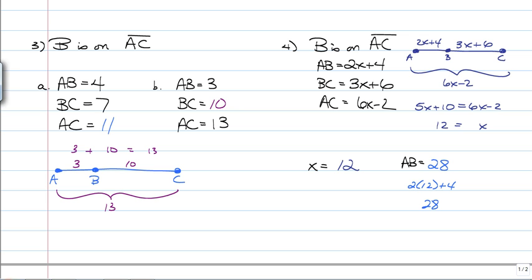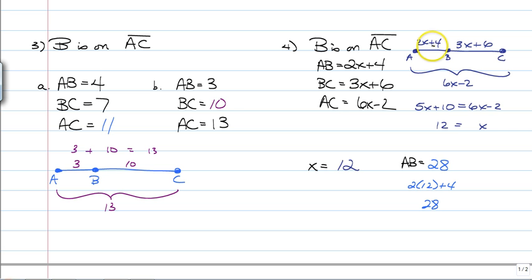So, did you get it correct? If you got AB is equal to 28, you are good to go. That means you did this entire problem correct. If you did not get AB equals 28, let's see if we can find where you went wrong. First of all, check your picture. It says B is on AC, so you should have a segment with AB and BC, which make a total segment of AC.